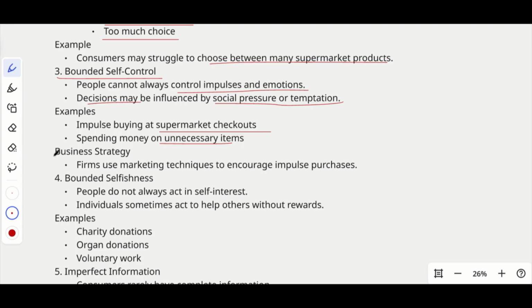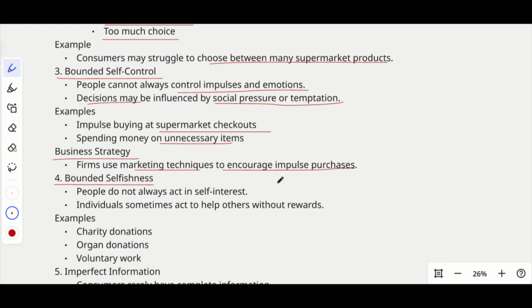Okay. And what is the business strategy here? Firms use marketing techniques to encourage impulse purchases, right? So sometimes when we are continuously watching a particular ad, or from any shopping websites or supermarkets, we might feel like, let me give it a try, right? We will feel like, let's try it at least once. So that will improve their business, but it's not good for the consumer.